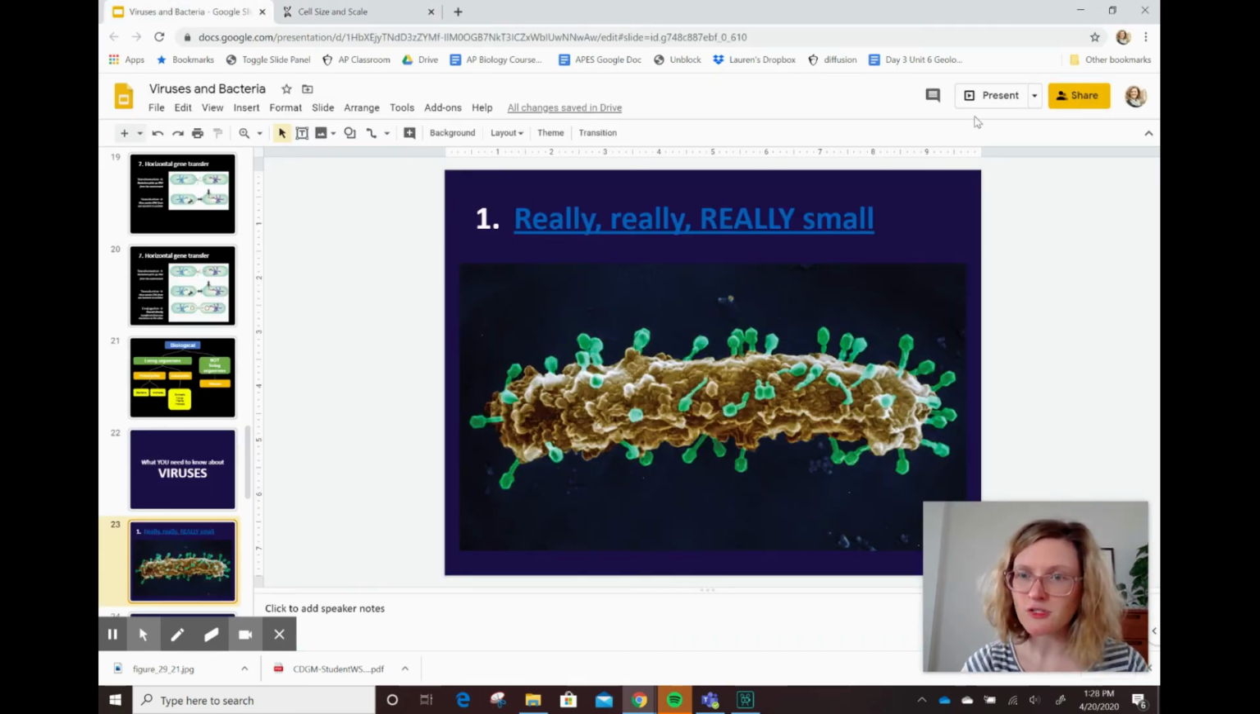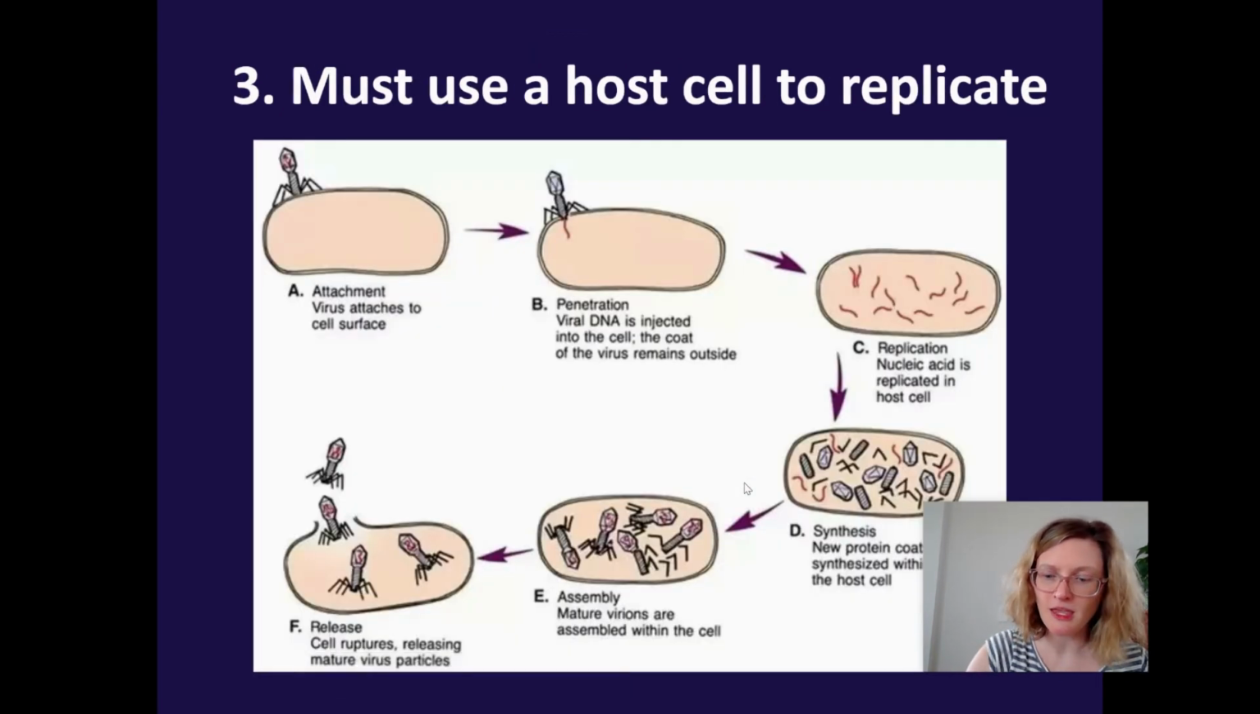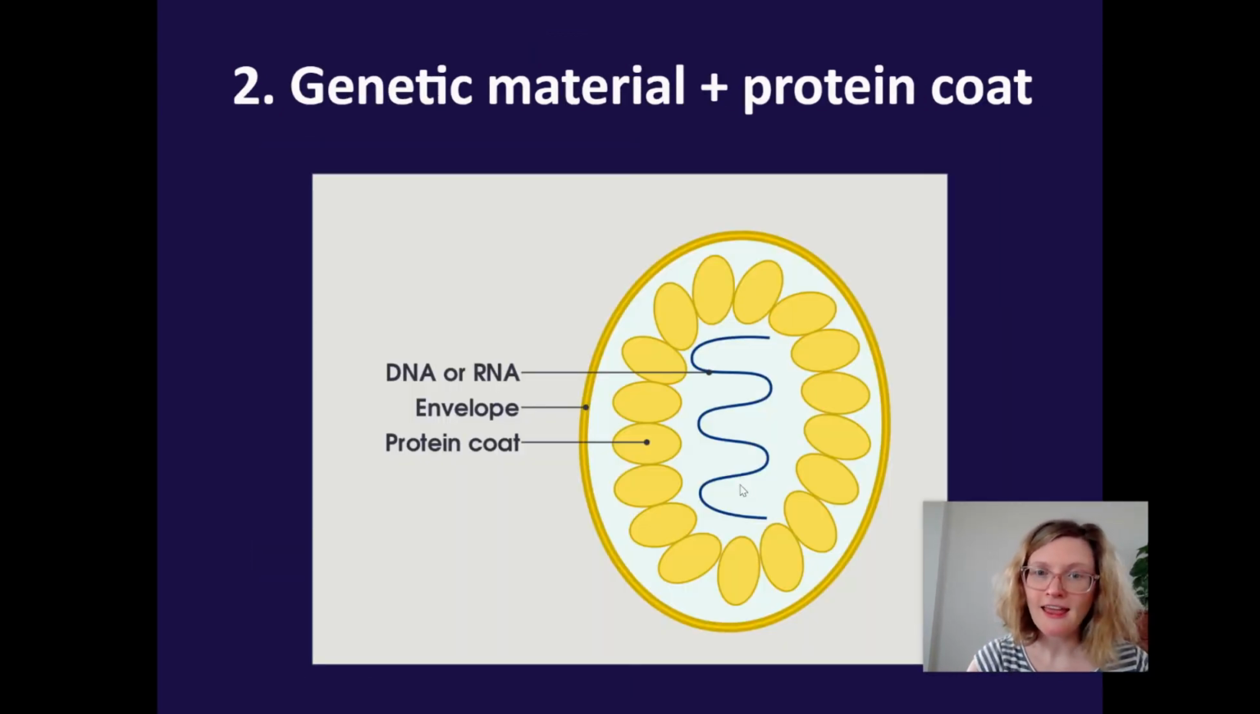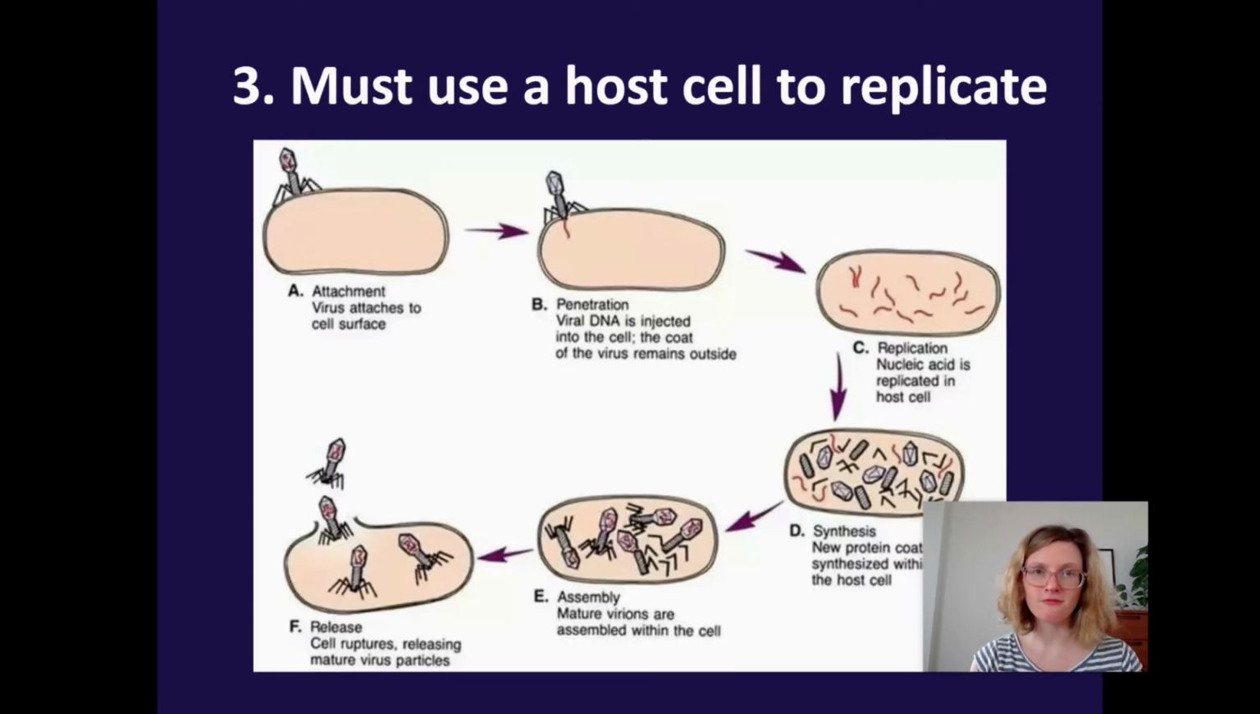And the reason that they are so tiny is that there's not really much to a virus. It's just a little bit of genetic material that could either be DNA or RNA. And then that genetic material is wrapped up in a coat of proteins. And sometimes the virus will take a little bit of the cell membrane of the cell that it infected. But that's it. That's all they've got. That's not enough machinery in order to make a copy of that entity. And so viruses must use a host cell in order to replicate.